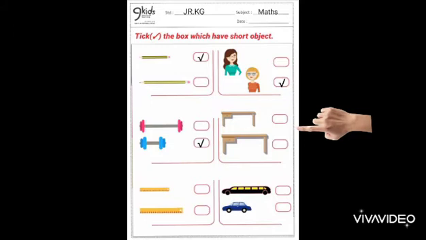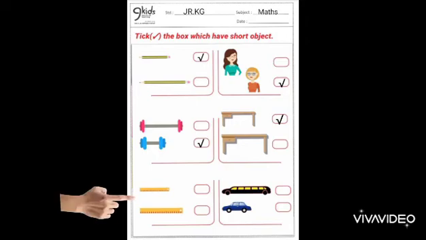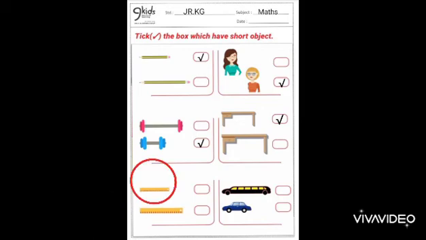Now tell me, in the next picture, which table is short? Yes, the first table is short. So we will put a tick mark in the box which is in front of short table. In the next picture, there are two scales. Now tell me, which scale is short? Yes, the first scale is short. So we will put a tick mark in the box which is in front of the short scale.